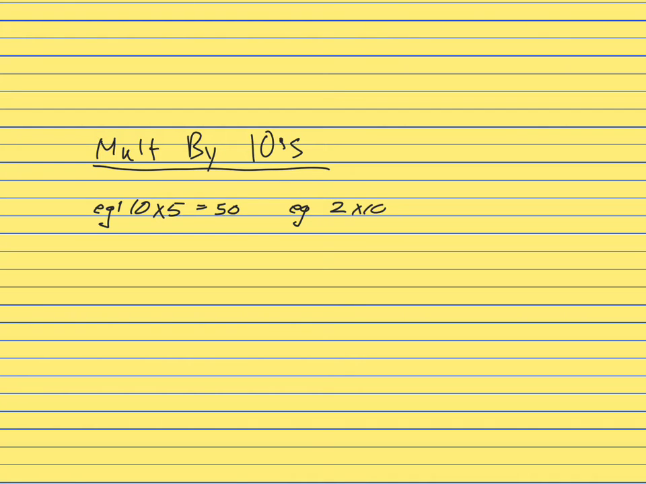So let's talk about multiplying by tens. Now let's take a look at this on our calculator. Let's say I did 10 times 5. You use your calculator, punch that in your handy dandy calculator, and you get 50. So that's example 1. Here's example 2. Let's go 2 times 10. What do you get? 20. That's interesting. Let's call that example 2. Let's call this example 3.